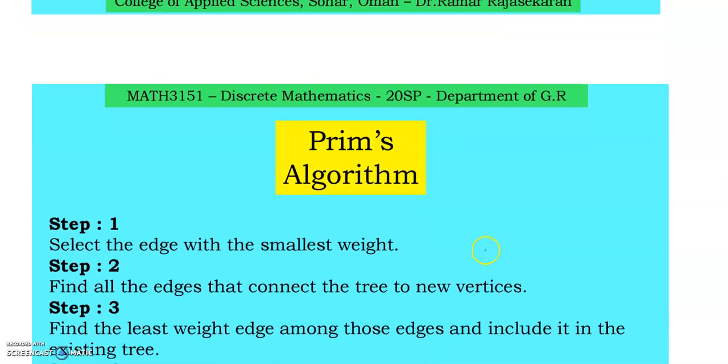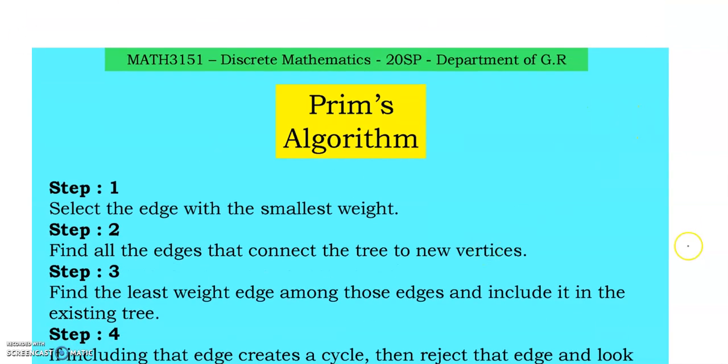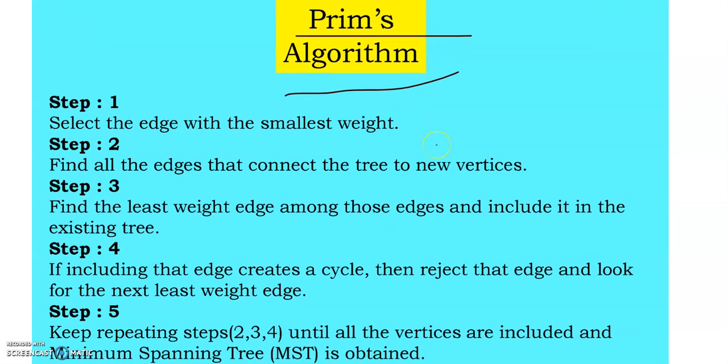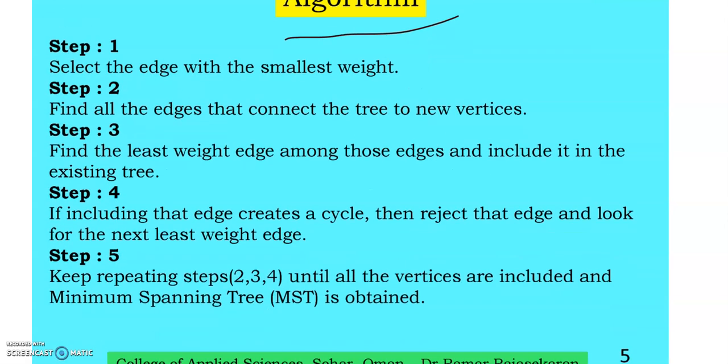Now you will see here one algorithm. What is this? This is called Prim's algorithm to find minimum weighted spanning tree for the given graph. Now we have 5 steps for this. That is, step 1 is select the edge with the smallest weight from the given graph.